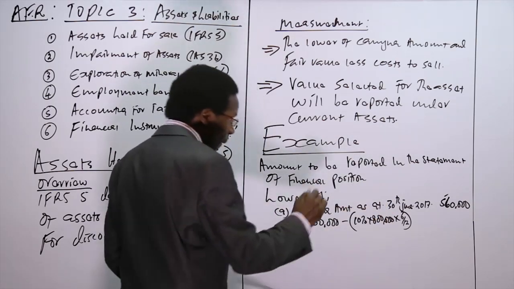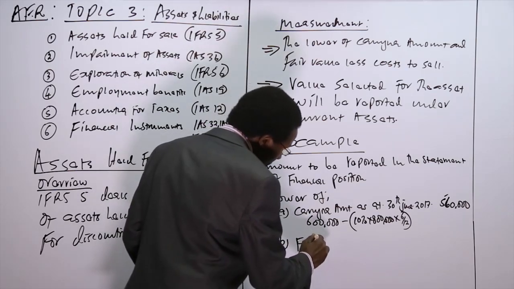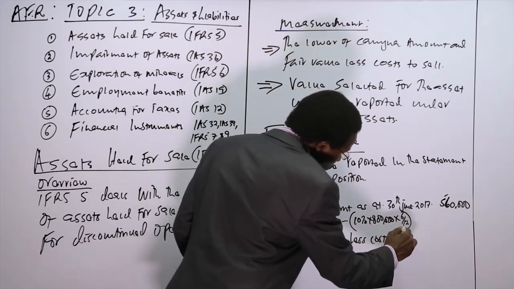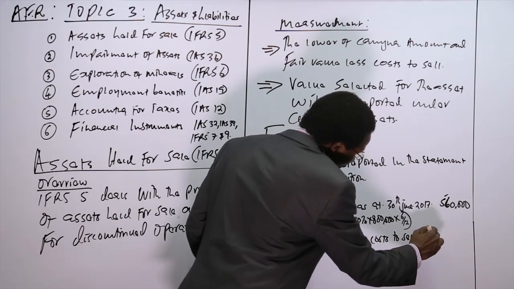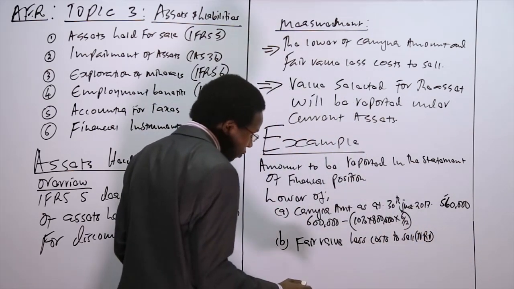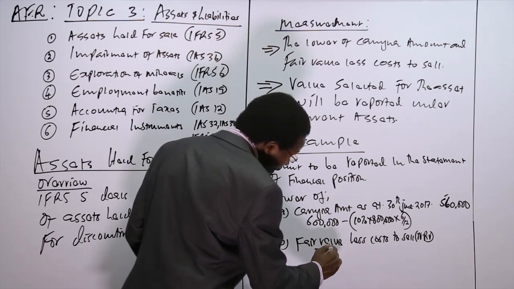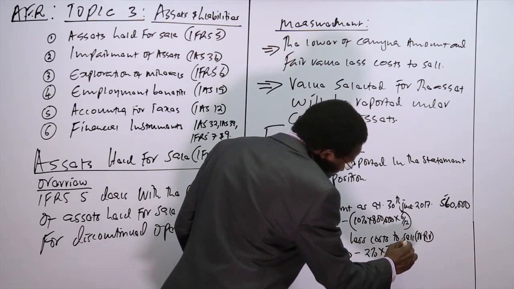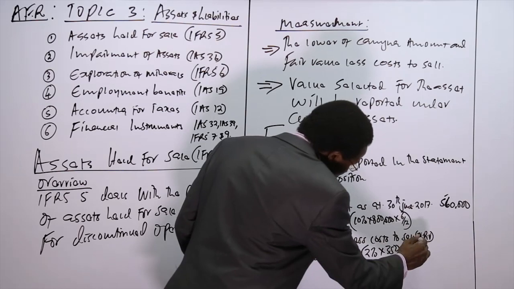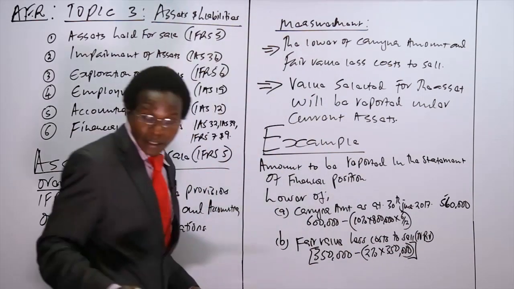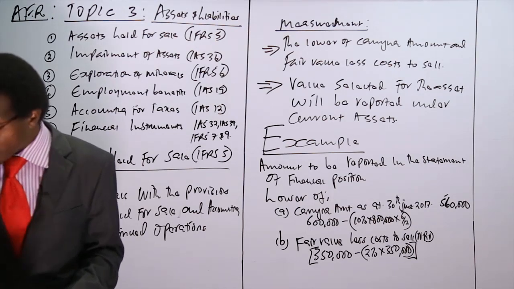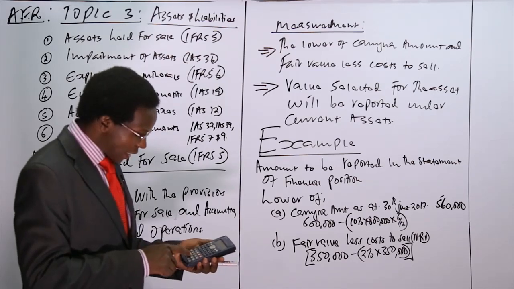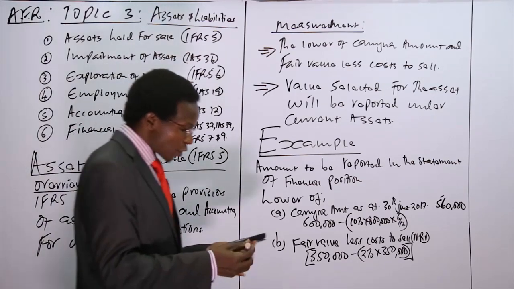Then B, the fair value less costs to sell. In other words, the net realizable value. What will be the net realizable value? The market price is 350,000. We subtract the 2% of the 350,000, or we just say 98% of the 350,000. So we'll take our calculator. 98% by 350,000 is 343,000.